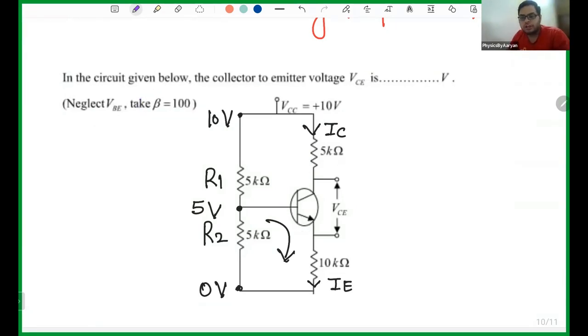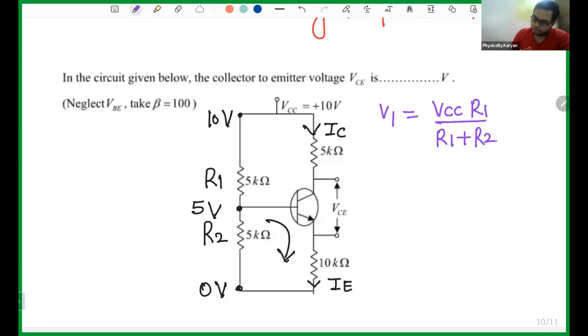First of all, this is a voltage division. So first of all, divide the voltages. You have a total of 10 volt. Some voltage will be across this and some voltage will be across this. Let's find V1. The V1 formula we just studied is VCC into R1 divided by R1 plus R2.